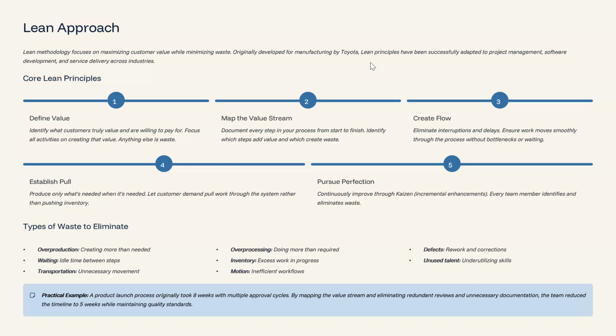Then there is unnecessary movement, things around transportation, and over-processing, which is doing more than required. There is inventory, excessive work in progress, and inefficiency of workflows that has to do with motion. So these make up the lean approach. When you're doing a project, you can decide whether you want to use the agile approach or the lean approach to project management.